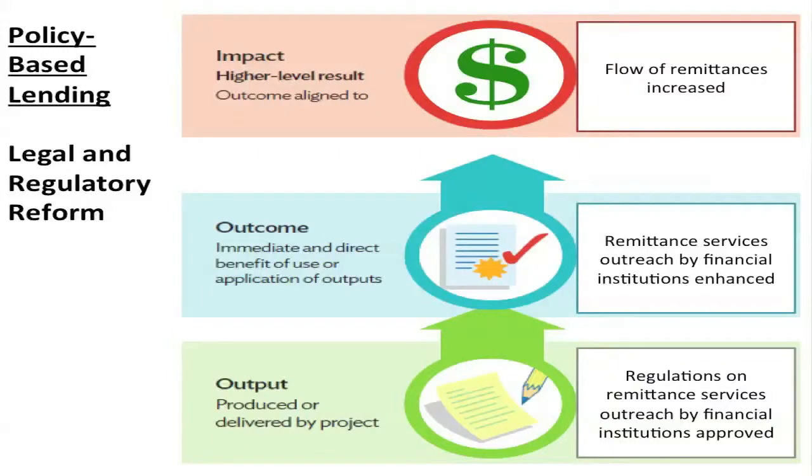You can move up and down the results chain. So if you want to test, have I got the right things in the right boxes? You can move down by asking the question, how? So we want the flow of remittances to increase. There's many, many different ways that that could happen. How is that going to happen for your projects? We want more outreach by financial institutions. How is that going to happen? We need a change in the regulations. So you can test your results.